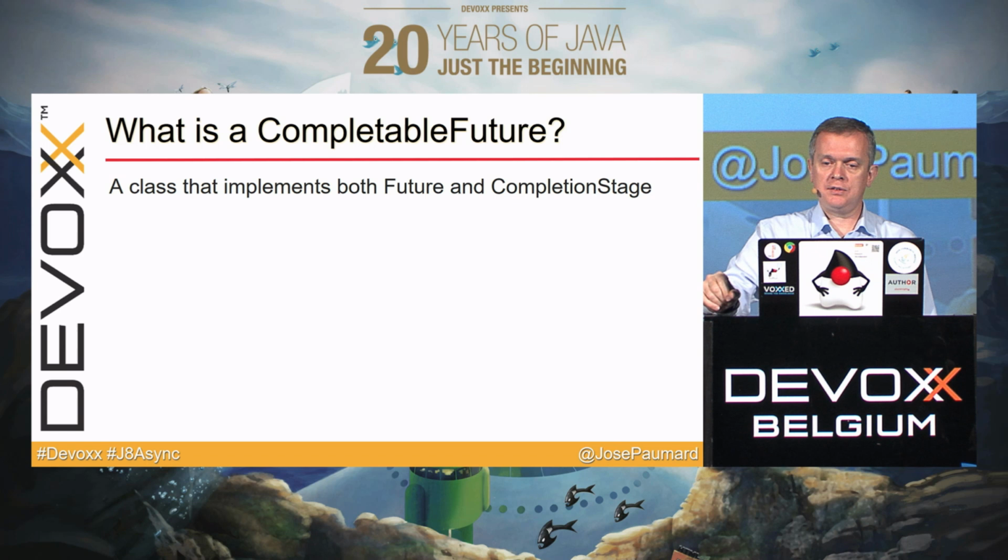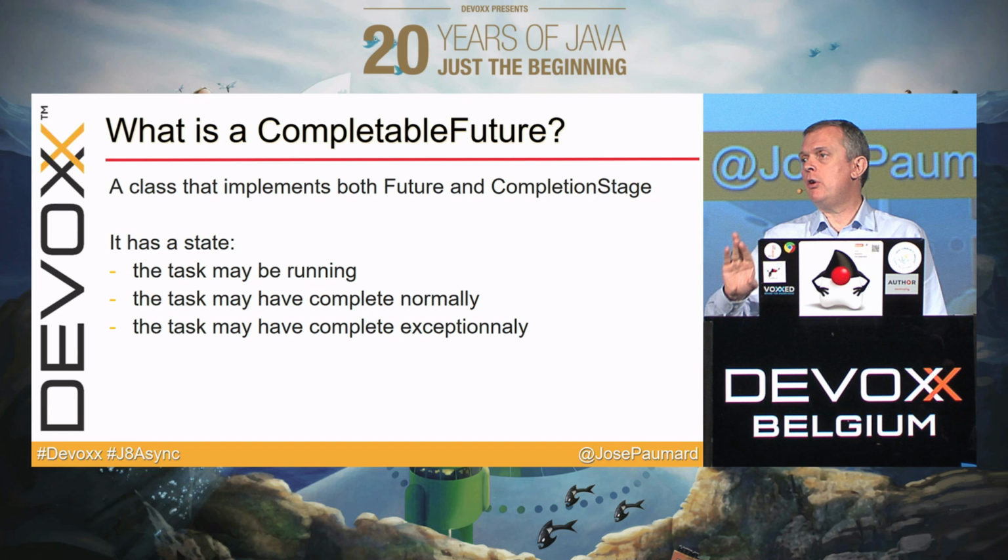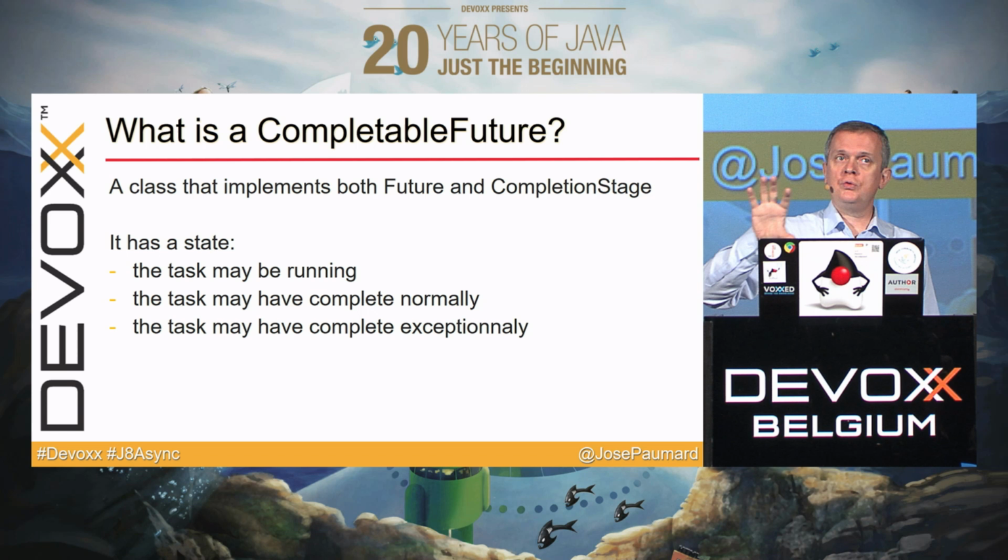A completable future has a state, which is very simple. The task may be running or may not be running still. This task may have completed normally, producing a value or no value. And this task may have completed exceptionally, producing an exception or no exception. There is special code in the completable future to handle exceptions, and we are going to see it at the end of this talk.